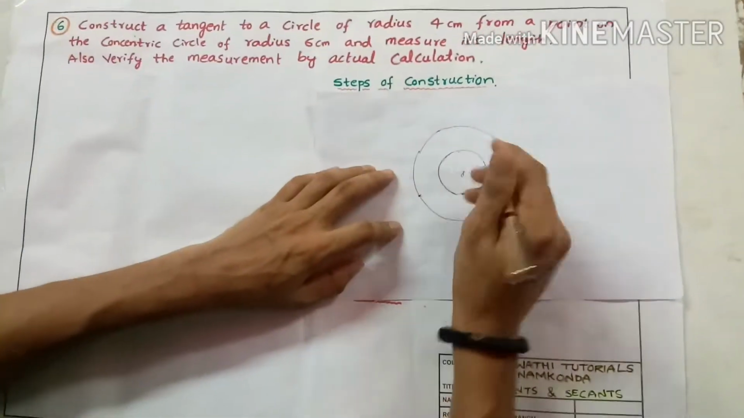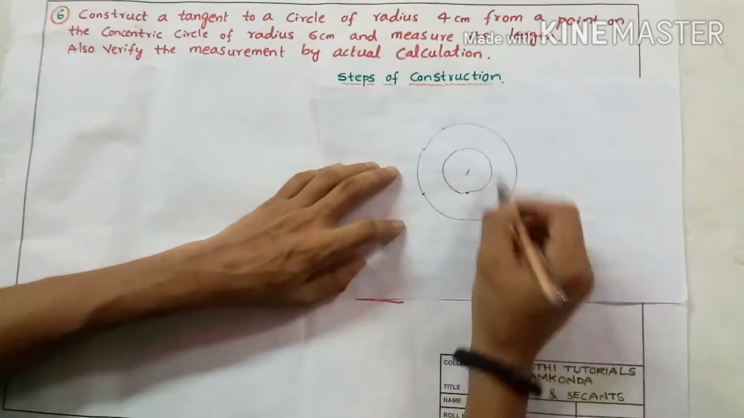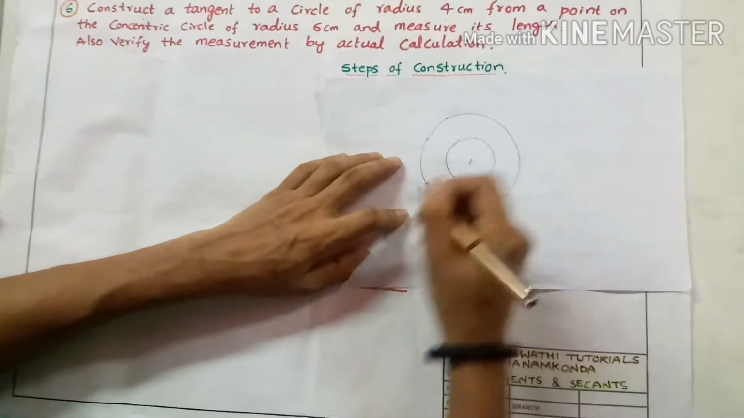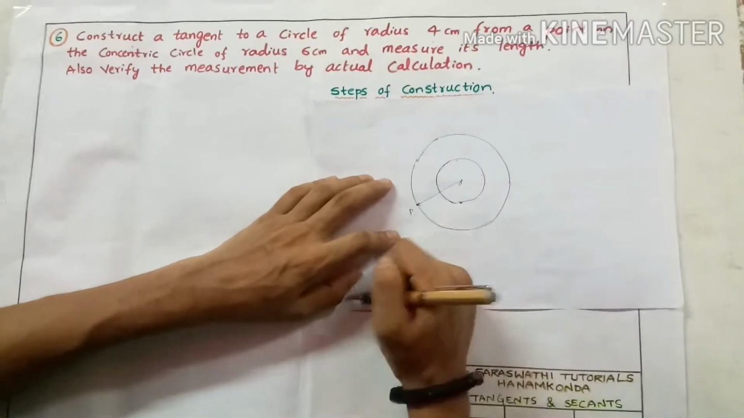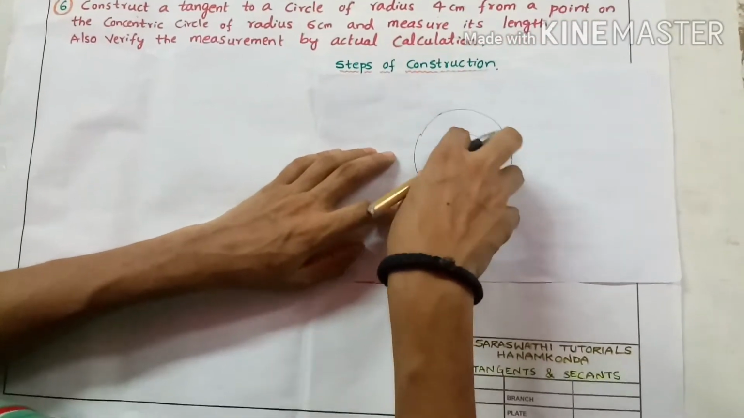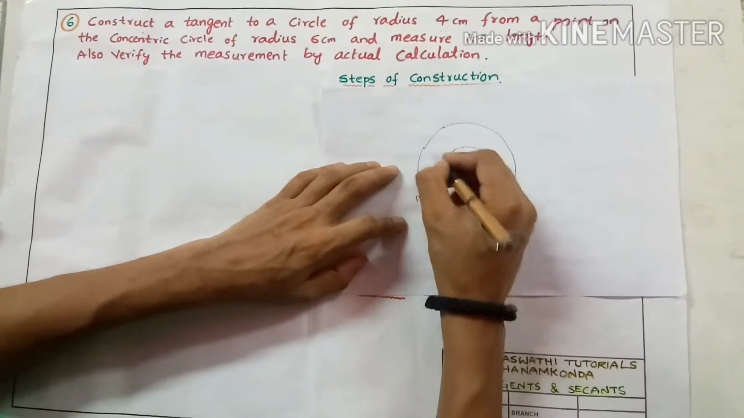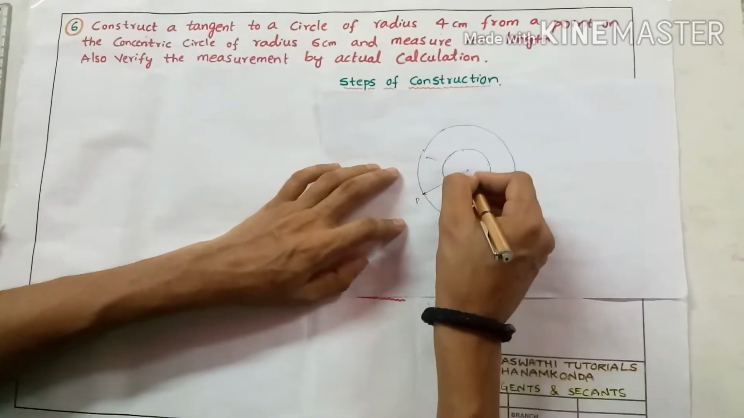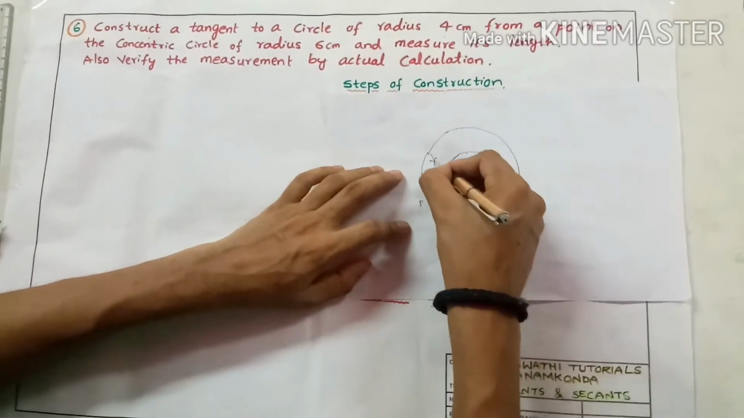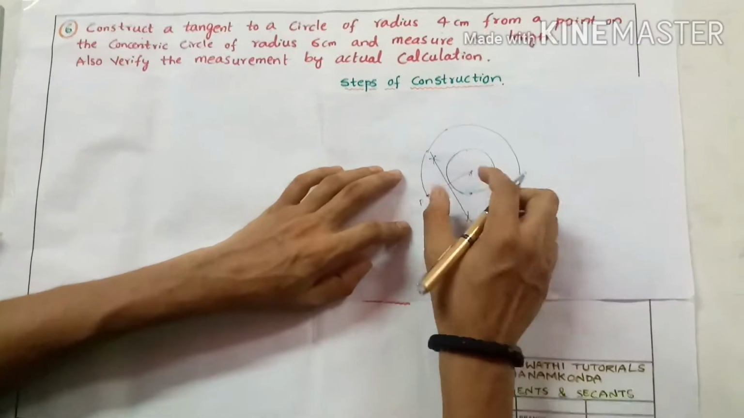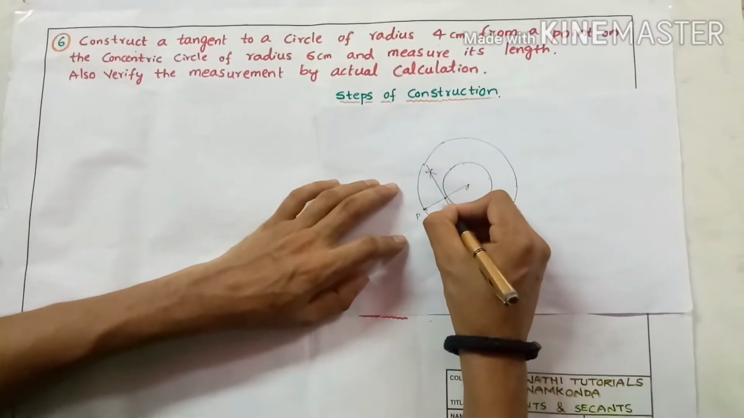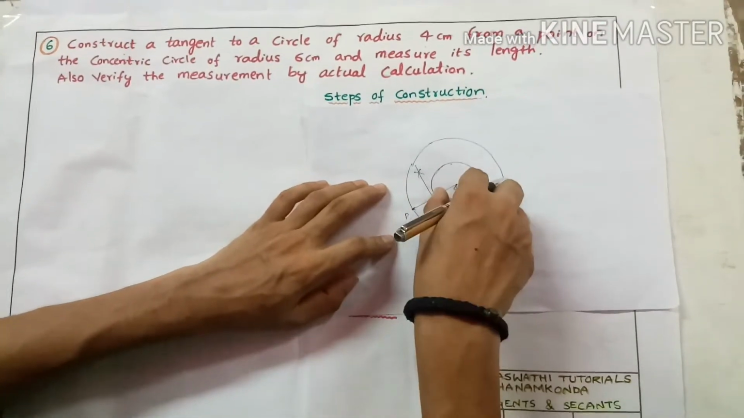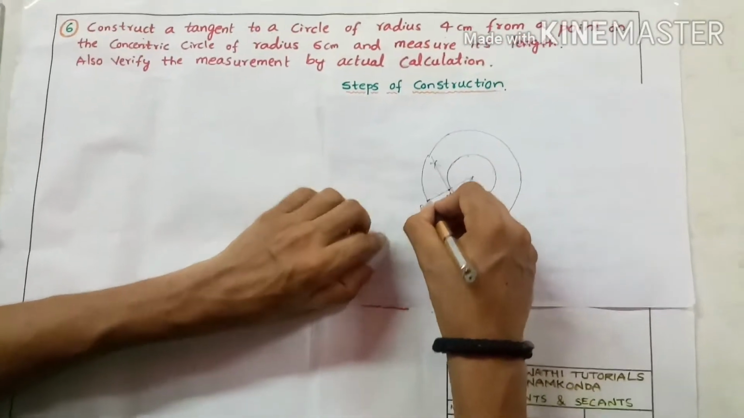Now, the first step is to draw two concentric circles and mark a point. Let a point P be marked. Now we have to join OP. Then we take more than half of OP and draw a perpendicular bisector to this OP, drawing two arcs from O and P. This is the perpendicular bisector to OP. Let this point be M. Now taking M as center and MP or MO as radius, we have to draw a circle.